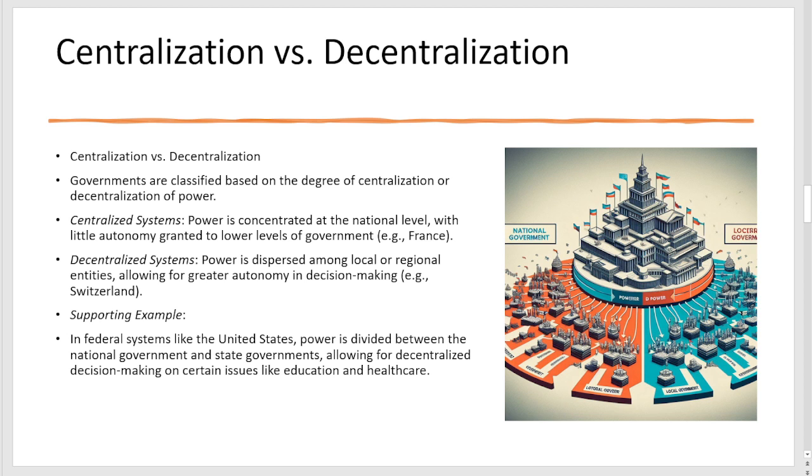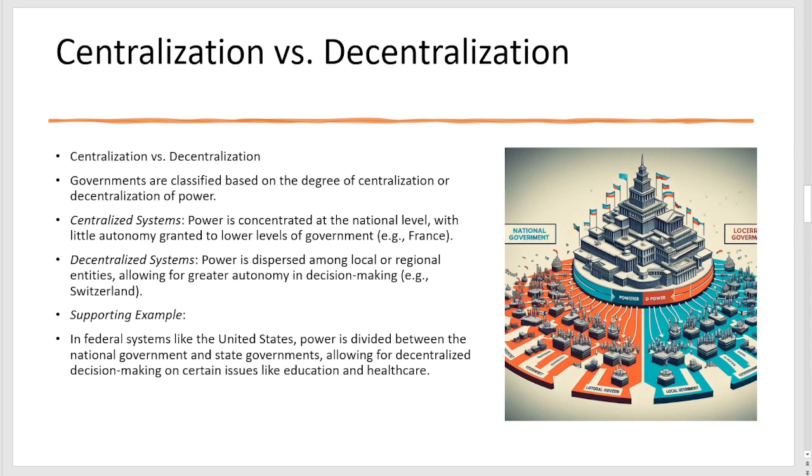So for example, here we see whether centralization is good for our political system, or decentralization is good for our political system. And we look at the idea of who rules and who benefits here. In centralization, power is concentrated at the national level with little autonomy granted to lower levels of government. In decentralization, power is dispersed among local or regional entities.